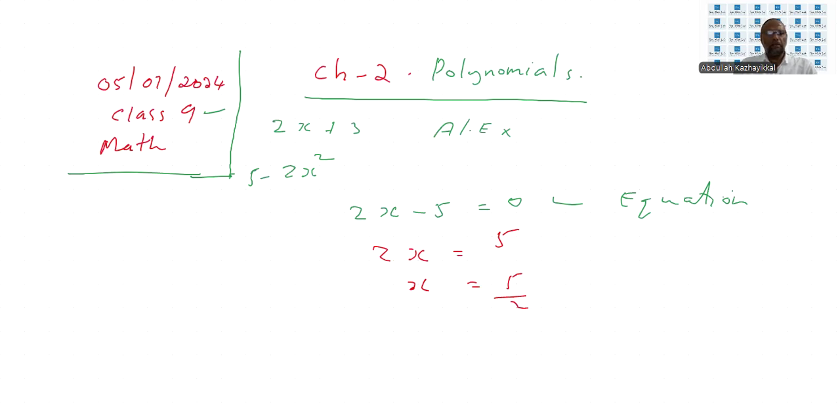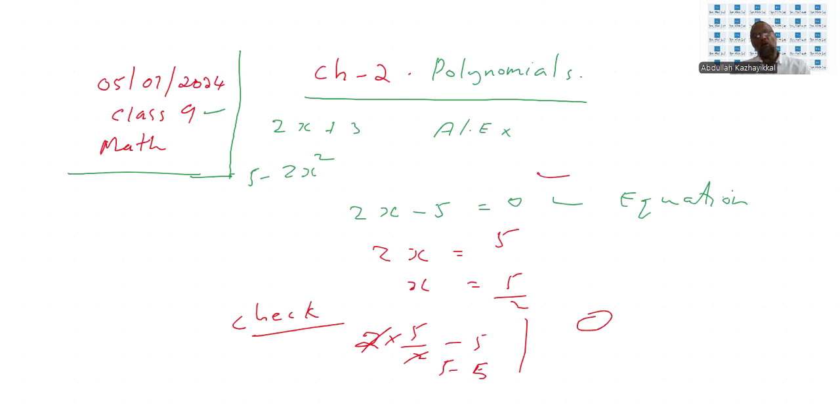We can check it. Checking. What is your x? 5 by 2. 2 into 5 by 2 minus 5. LHS, what are you getting? 2 cancels, 5 minus 5, that is 0. That means LHS is equal to RHS, that is 0. It is correct. An equation we can solve. We can find out the value of x or y.